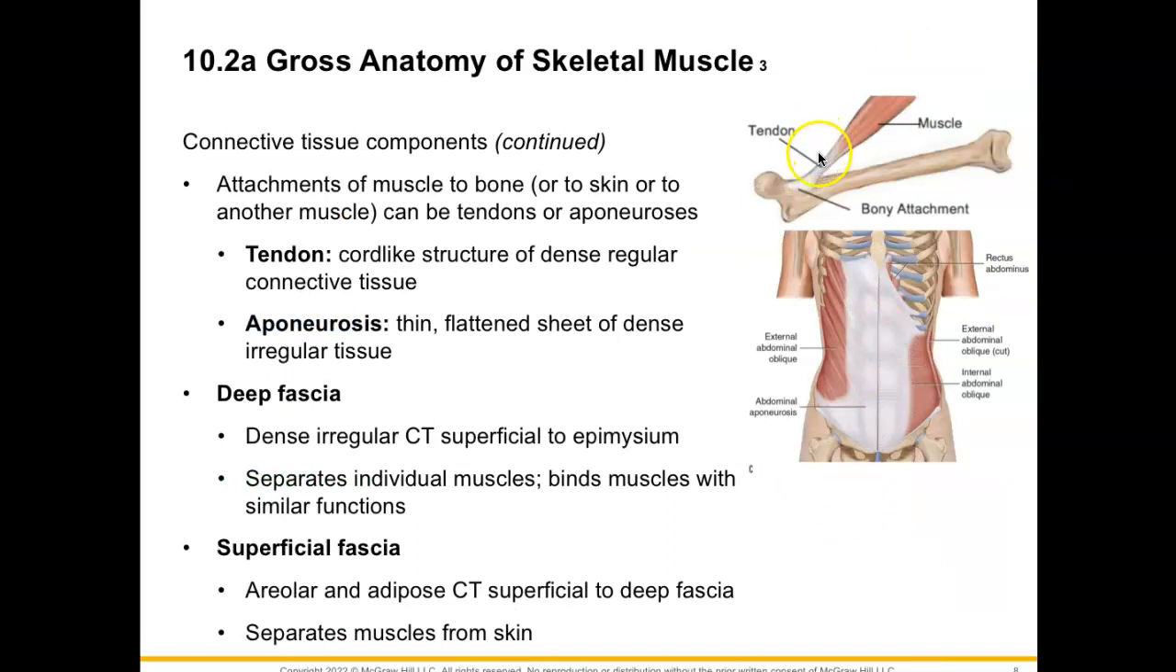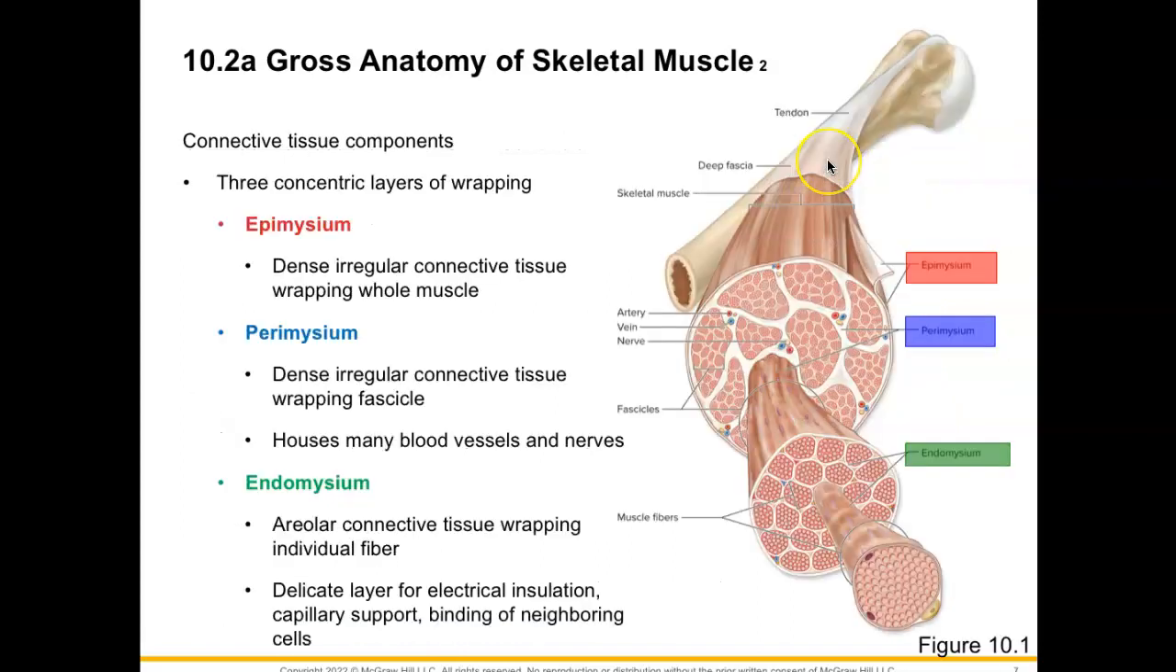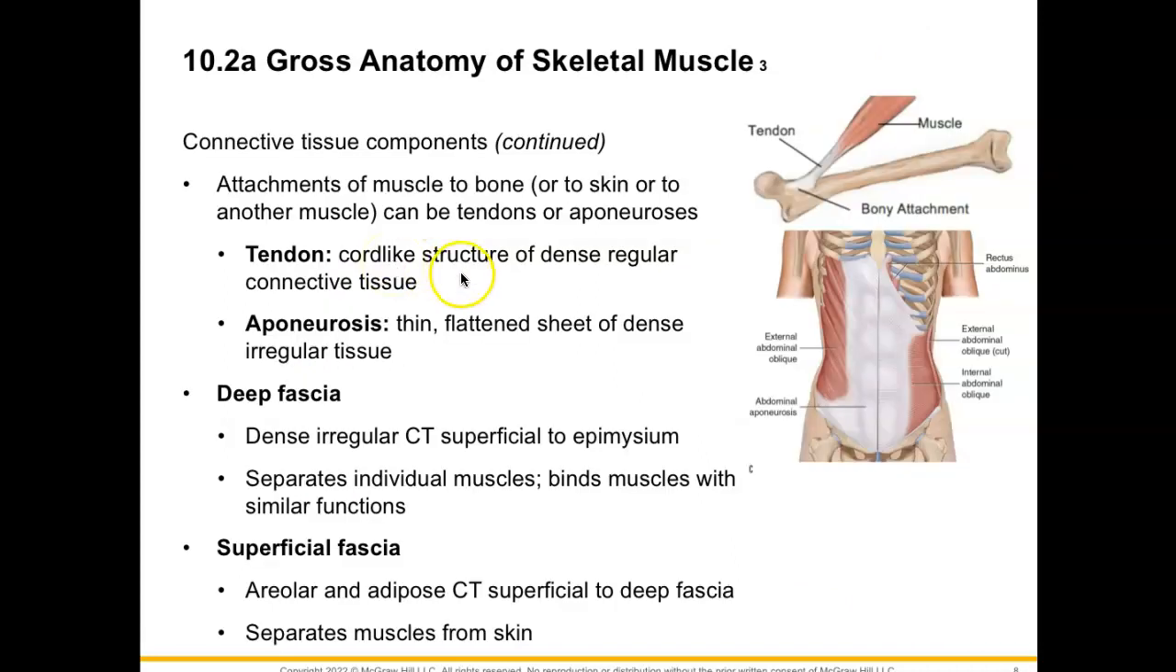When we have a muscle that is attaching to a bone structure, this is called a tendon. This is a cord-like structure, and it's made up of dense, regular connective tissue. Notice how with the epimysium and perimysium, this was made up of dense, irregular connective tissue. Now, we've talked about aponeuroses in class. This is when we have thin, flattened sheets of dense, irregular tissue.